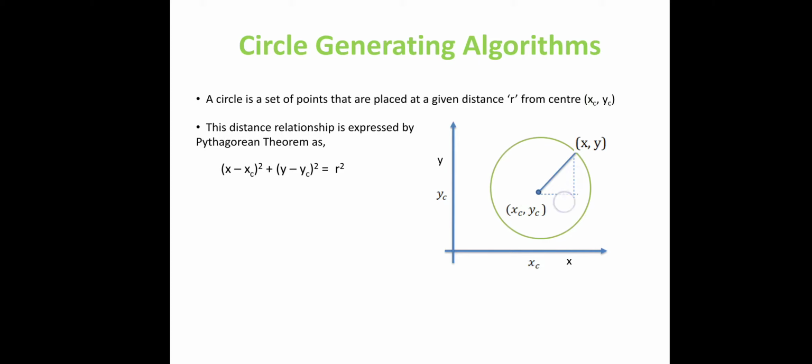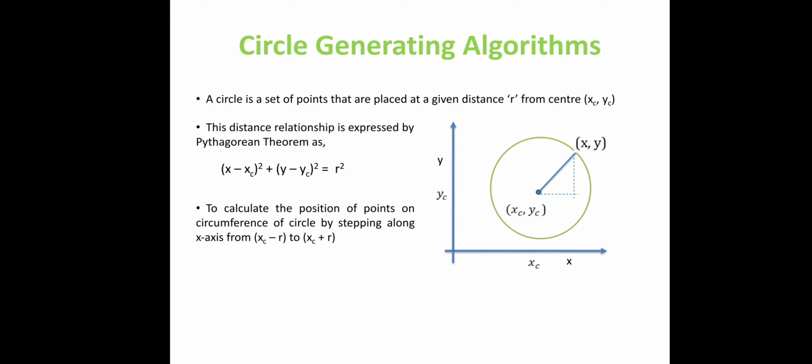Right? So this is x minus xc, this line is y minus yc, and this is r. So what is the Pythagoras theorem? That r square is equal to (x minus xc) square plus (y minus yc) square, right? So this is the expression for this point.